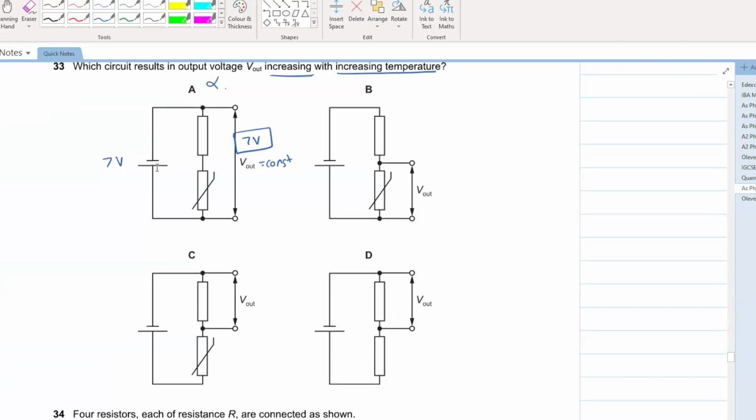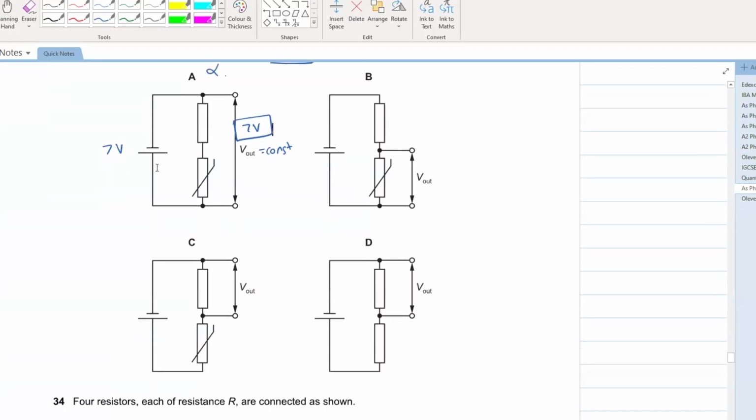Option B is also quite absurd. Can you see the output voltage is across the thermistor? If your temperature increases, the resistance of the thermistor decreases, the voltage across the thermistor will decrease, voltage output decreases. B also will not be your option. Option C is a very good option. In option C, if your temperature increases, the resistance of the thermistor decreases, the voltage across the thermistor decreases. As the voltage across the thermistor decreases, the voltage output will increase.